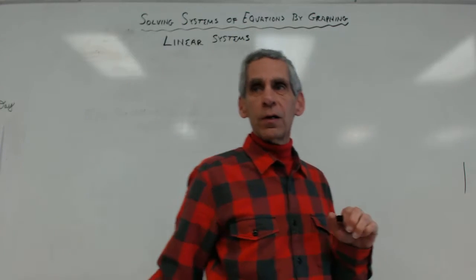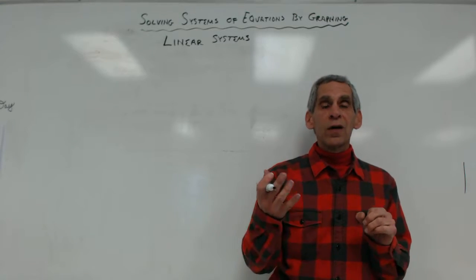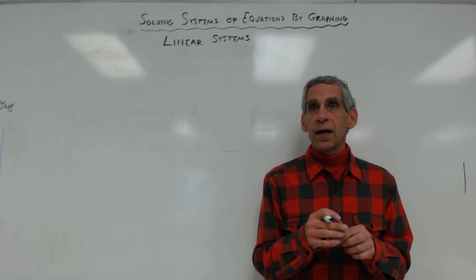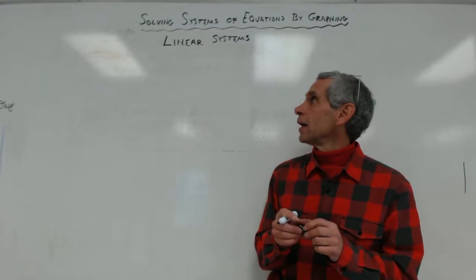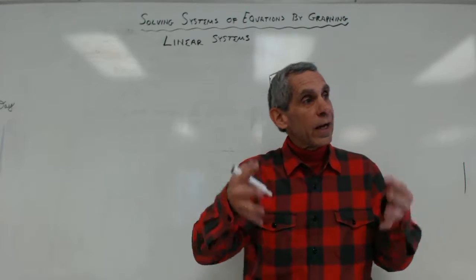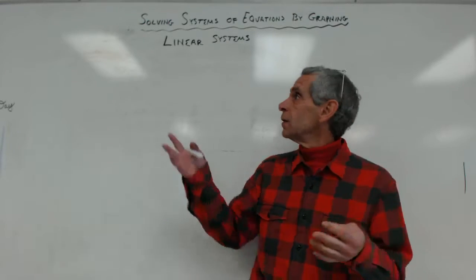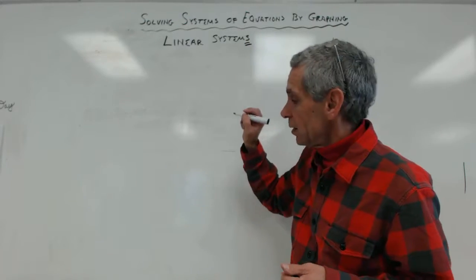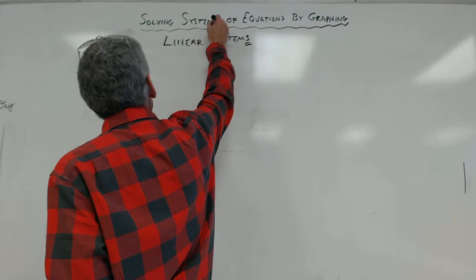What's linear mean? Does anybody know? Like line. Line. What kind of a line? Oh, straight line. Linear means straight line. Exactly, right? Straight line. So we're talking about equations with straight lines. Linear systems. Notice it's plural. Okay? Notice systems of equations is plural.